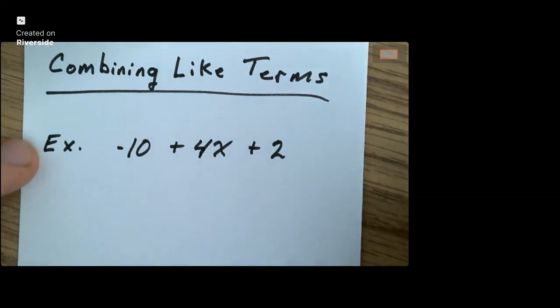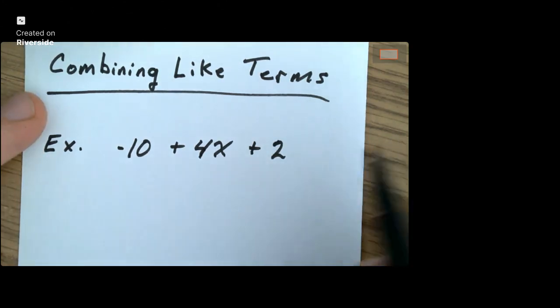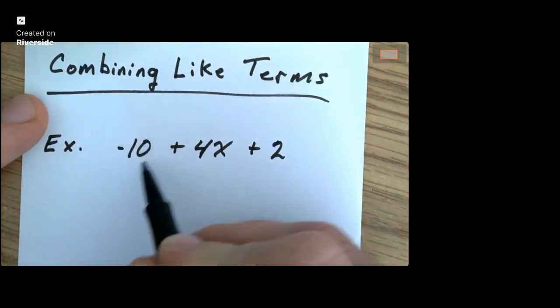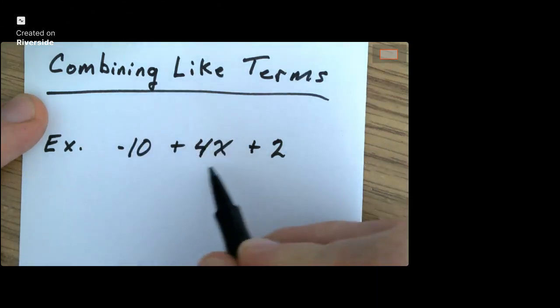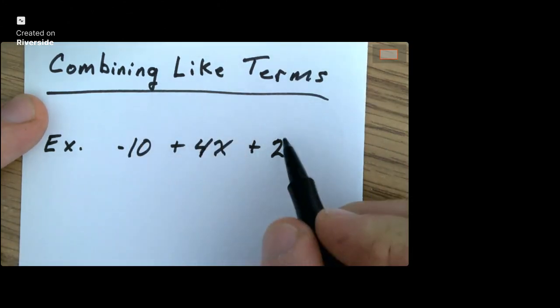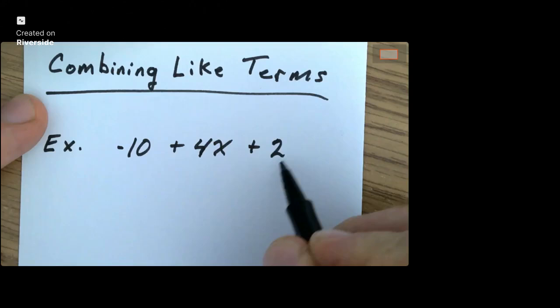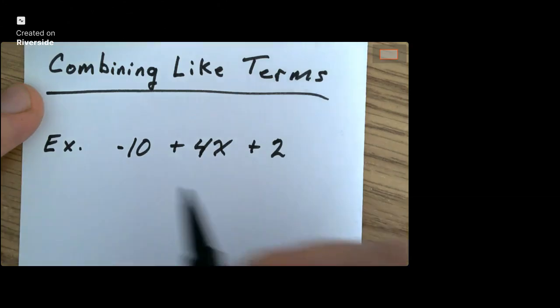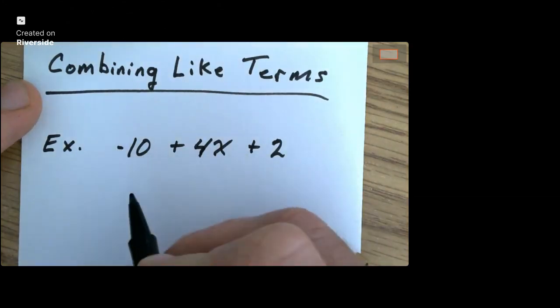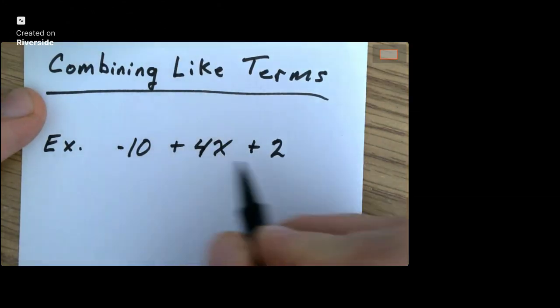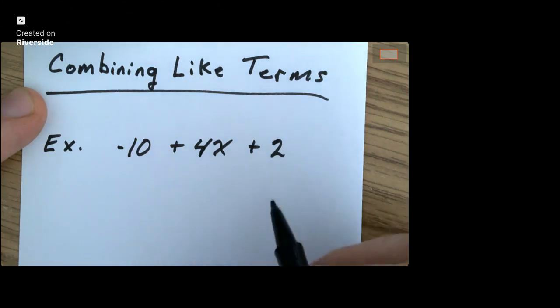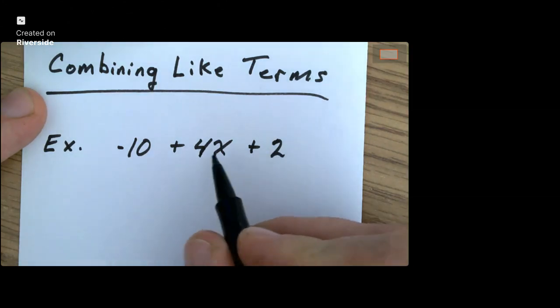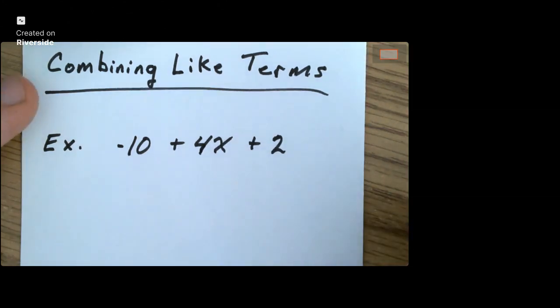So, first of all, it's pretty important that you understand each term. Here's a term that's a constant term, here's a term that's a variable term, and here's another term that's a constant term. Make sure you identify what the sign is on each term. So this term is a negative, this term is a positive, and this term is a positive. Always look to the left of each term, and that will tell you the sign on the term.